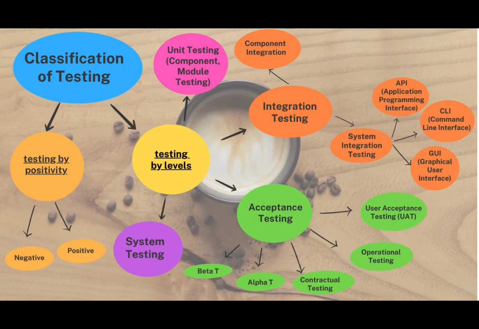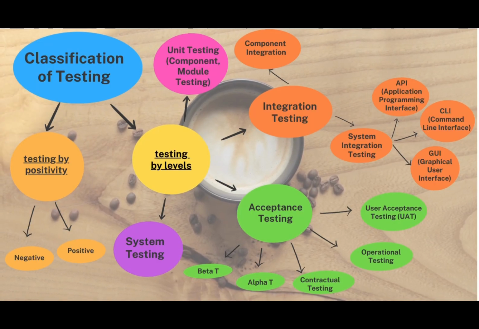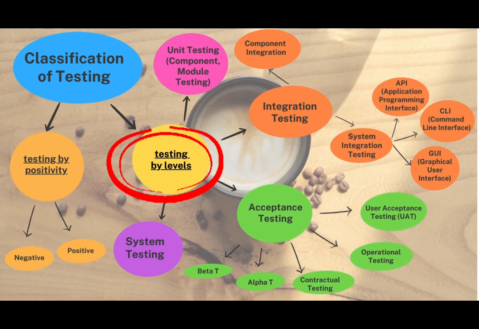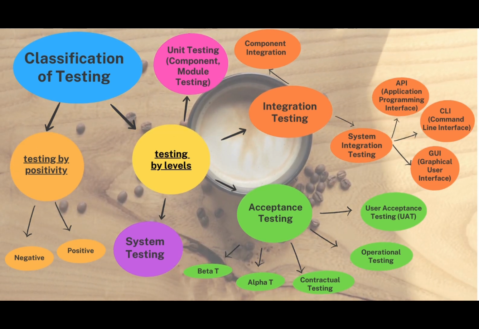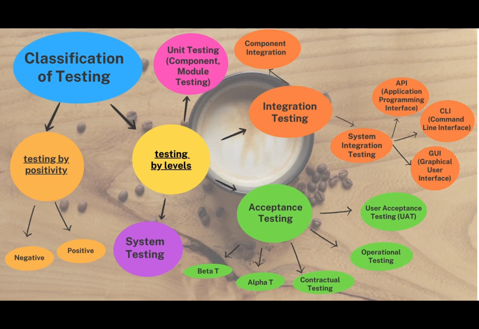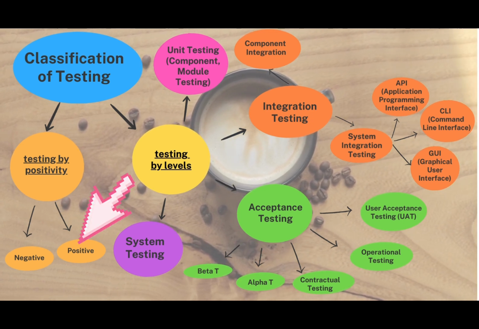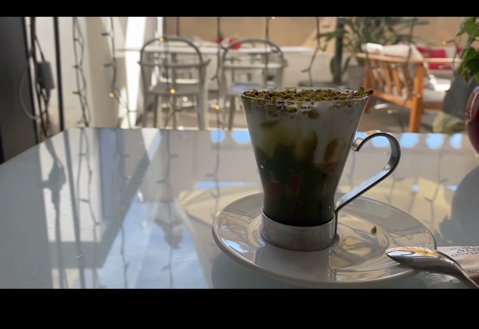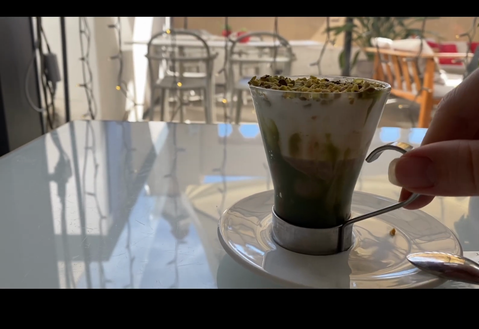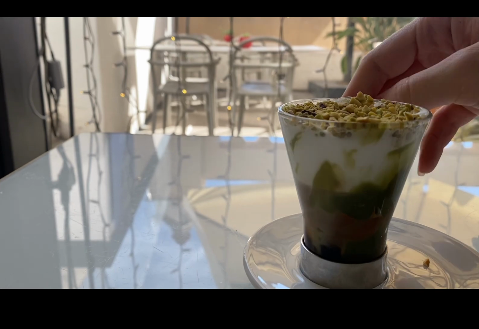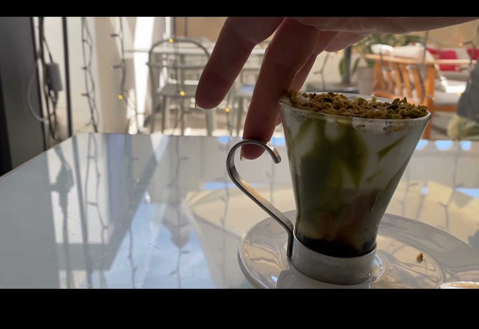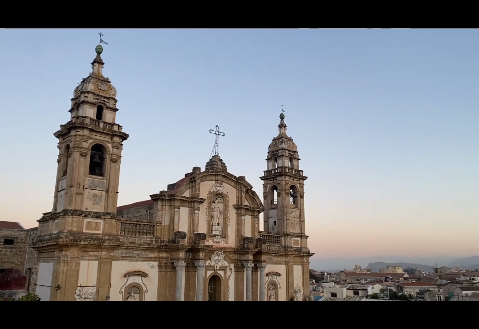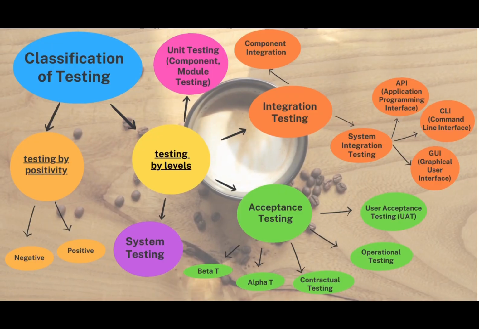Now I will consider the types of testing by positivity and by levels. Let's start with testing for positivity. For this test, for a more comfortable and simpler example, I use coffee, my favorite Sicilian cappuccino with pistachio and chocolate, as a good example. I highly recommend you try this coffee, and here you will learn a little more about it.